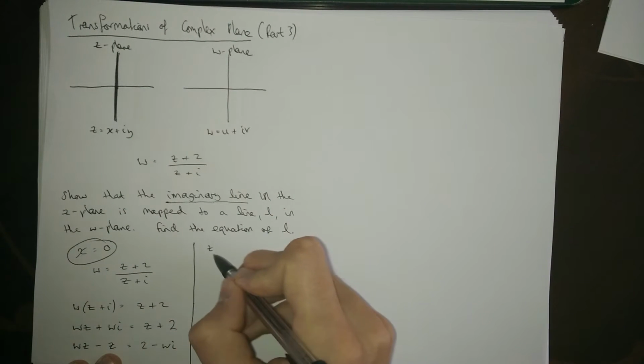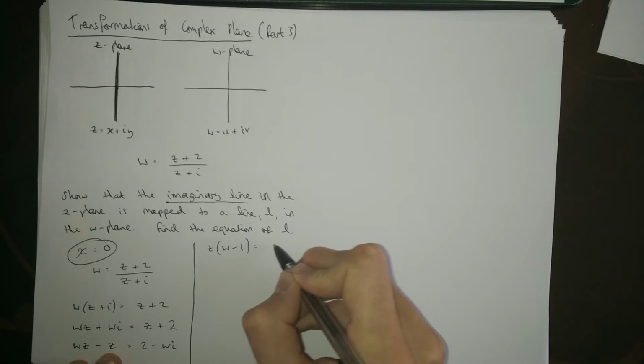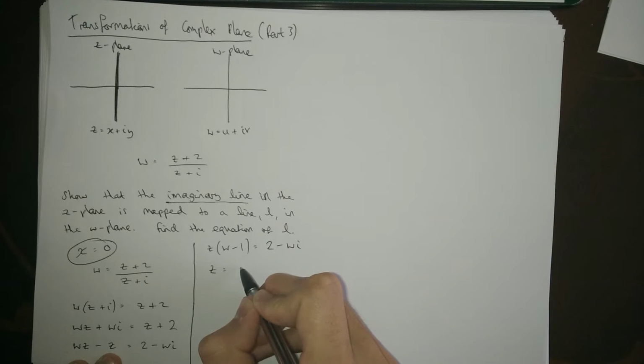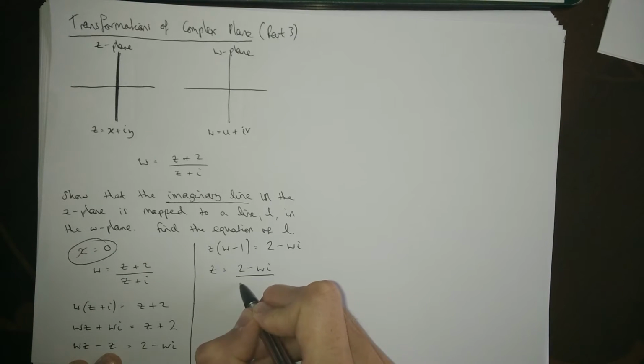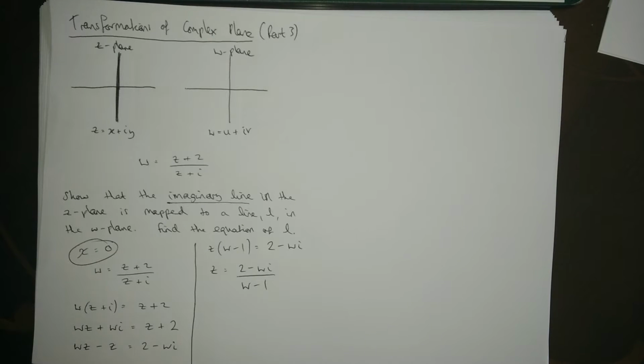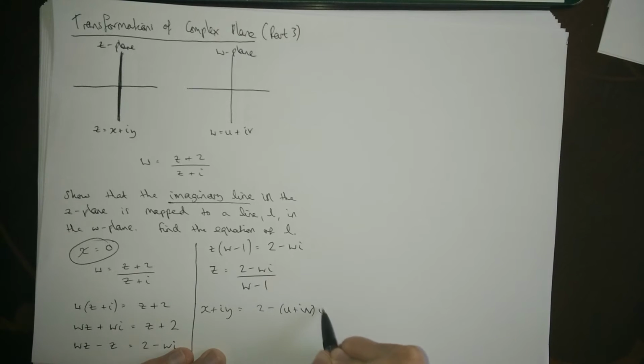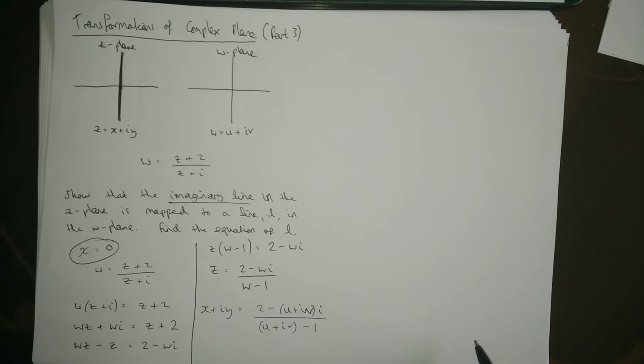So the z comes out of the factor, and we're left with w minus 1. On this side here, we've got 2 minus wi. And then we'll divide by w minus 1 to give ourselves that, which is now in terms of z. So same as before, different equation, different rearrangement, but the same idea that we're rearranging for z. We're now going to do the same as last time, which is plug in x plus iy and u plus iv. We're trying to get it so this right hand side is written as a real and imaginary part, and so we can use what we know about x.